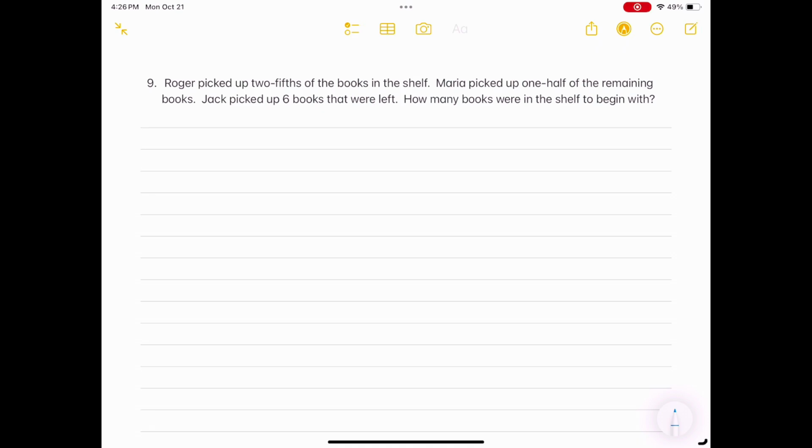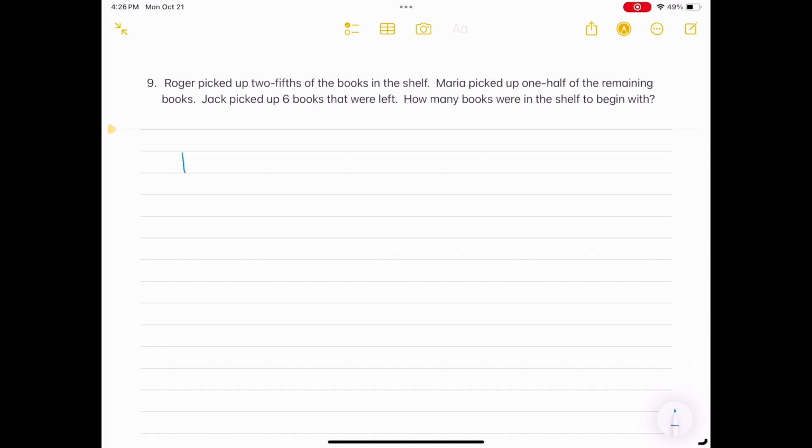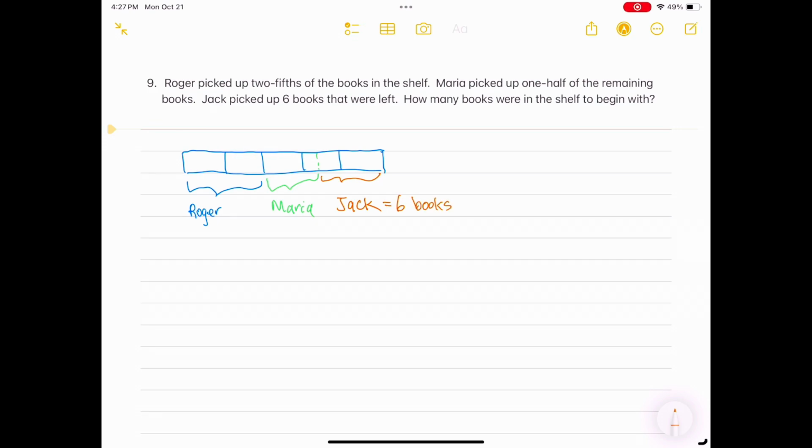The best way to approach it is by drawing a picture. So I will draw a fraction rod, dividing it into 5 equal units. I will highlight 2 of those units to show 2/5 of the books that Roger picked up. The remaining 3 units I will divide in half to show the 1/2 of the remaining books that Maria picked up. Jack picked up the other half of those remaining books, and there were 6 books that he picked up.